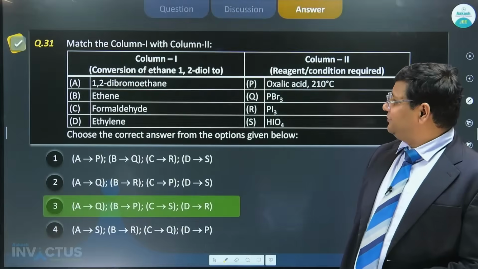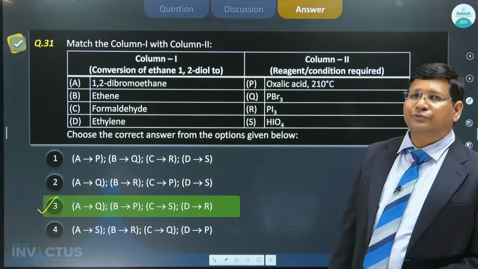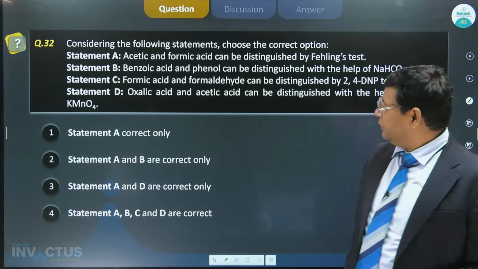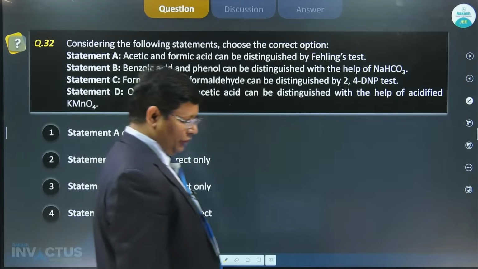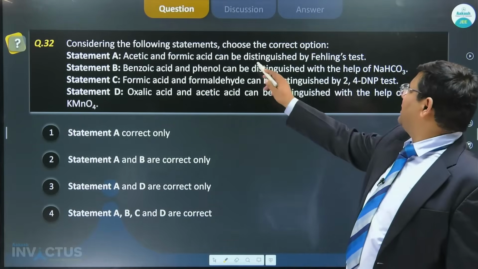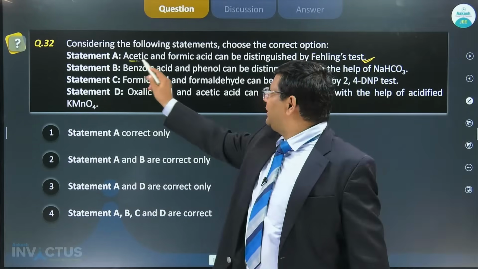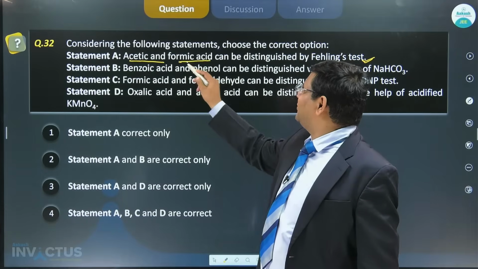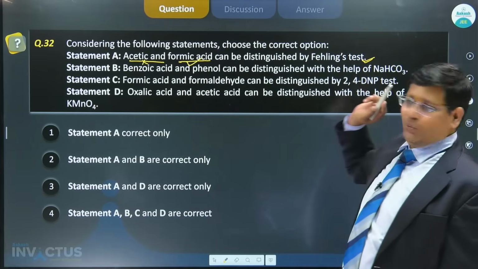So in the next one, the correct answer is this one. Let me go for the next question. Considering the following statement, choose the correct option. Acetic acid and formic acid can be distinguished by Fehling's test. Acetic acid does not give it, but formic acid does. So the first statement is true.